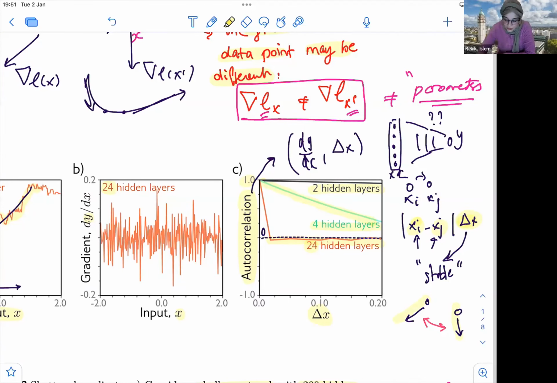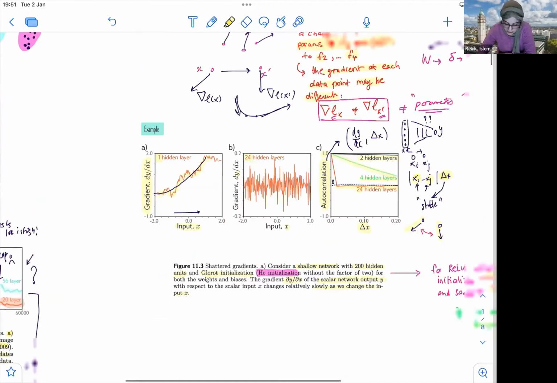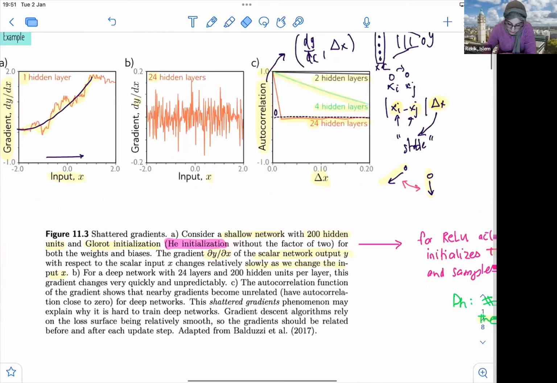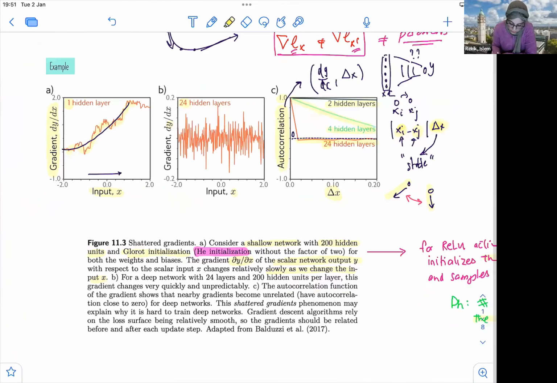That's not good news. So here, what this tells us is what I just explained. So for a deep network with 24 layers and 200 hidden units per layer, so 200 times 24, right? These are the number of total units. This gradient changes very quickly and unpredictably. Okay, so that's for the B. So see here, it's unpredictable because it goes up and down. So it's actually kind of chaotic.